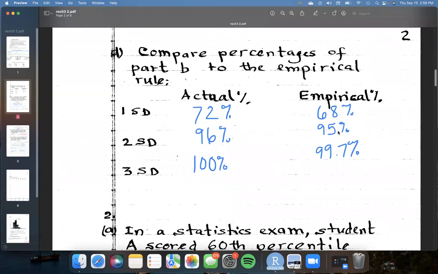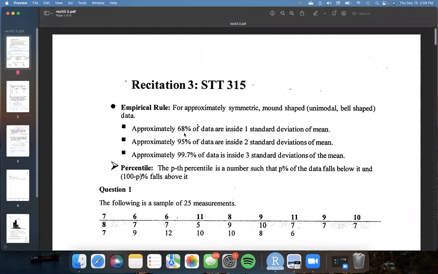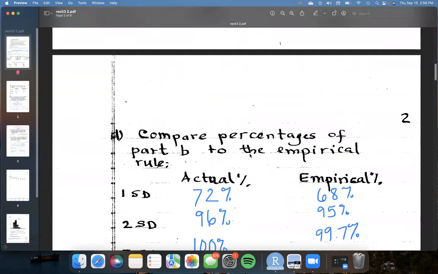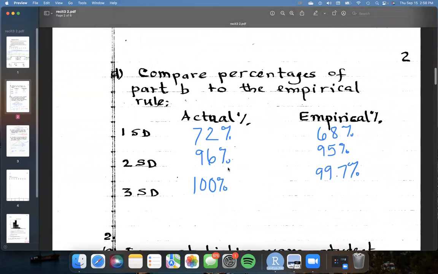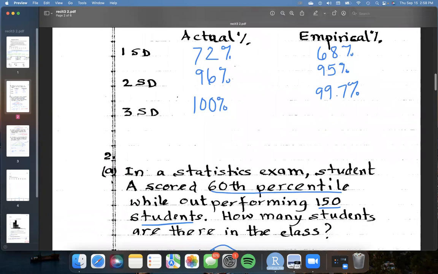But the empirical rule is just approximately that. So it could be different every time a little bit, but you should never get something that's completely different, like only have your actual be like 30% of the data or something like that. You want it to be somewhat close to these numbers, which in our situation, they are. So that is good.